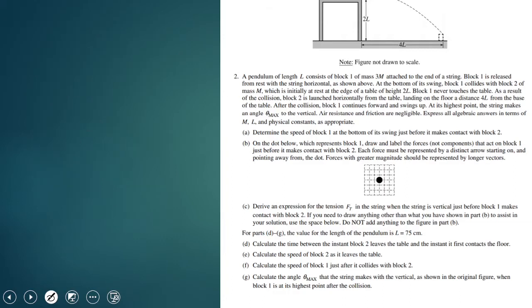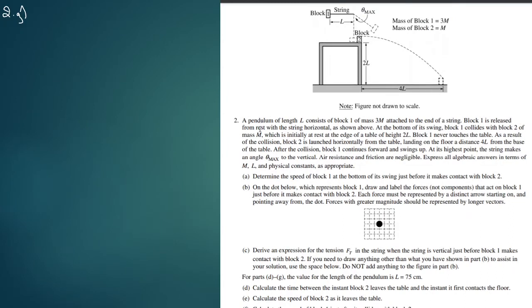Okay, for 2g, it says calculate the angle theta max that the string makes with the vertical as shown in the original figure when block 1 is at its highest point after the collision. Okay, so this is something that you guys should recognize on how exactly we can solve it, right? So this involves the height, and it involves the expression of L times 1 minus cos theta. If you haven't seen this expression before, I highly encourage you guys to revise it.